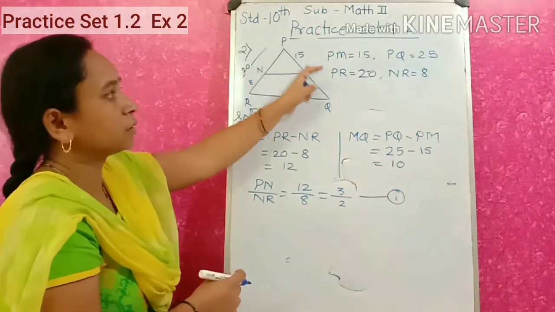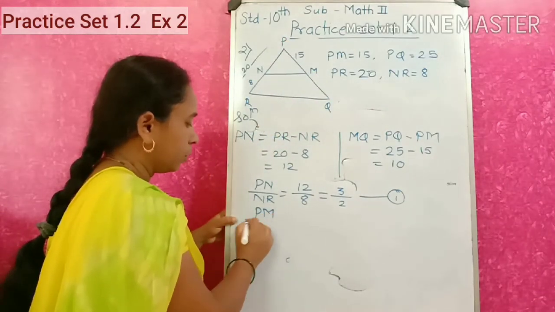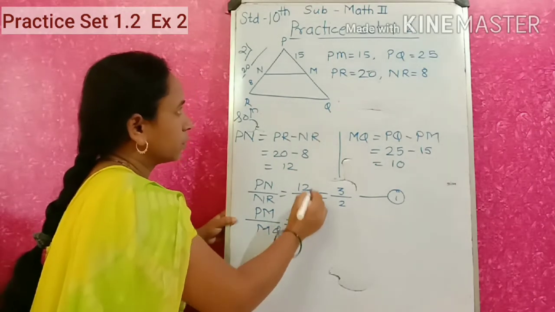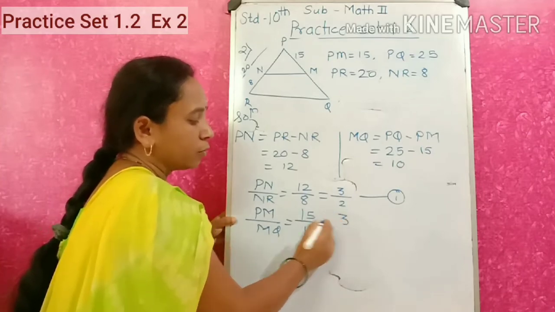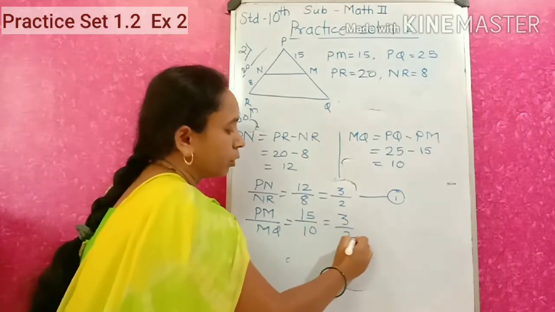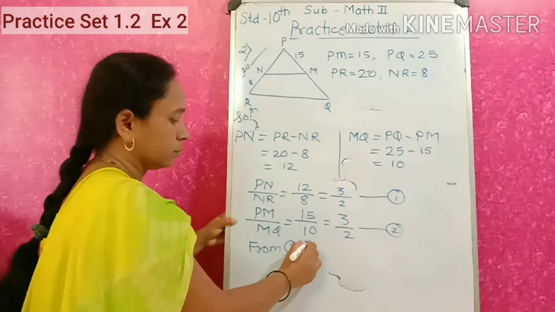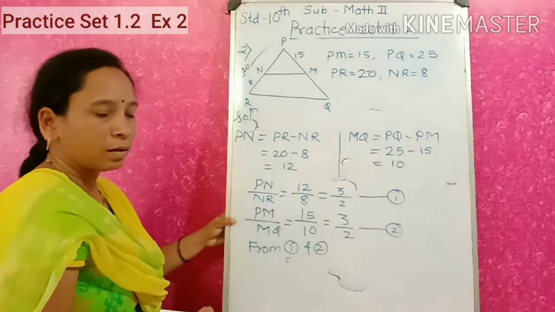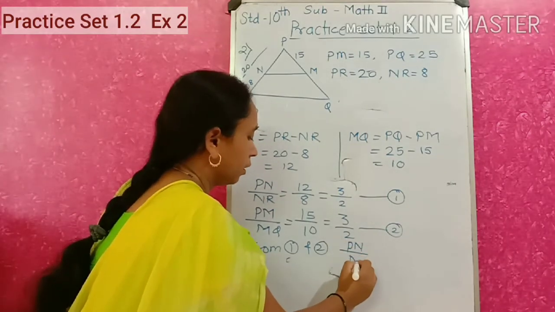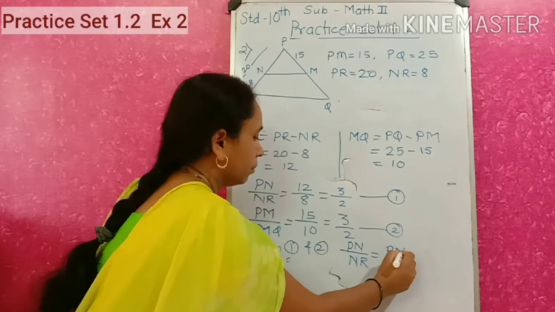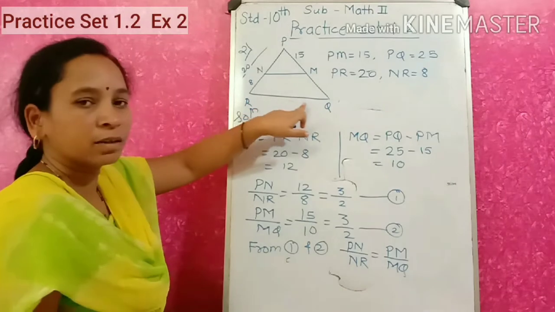Similarly, we will take the other side's ratio PM upon MQ. PM upon MQ is equal to 15 upon MQ is 10. So again, if you reduce it by 5, you will get 3 upon 2. So from 1 and 2, PN upon NR is equal to PM upon MQ. So I can say that NM is parallel to QR.